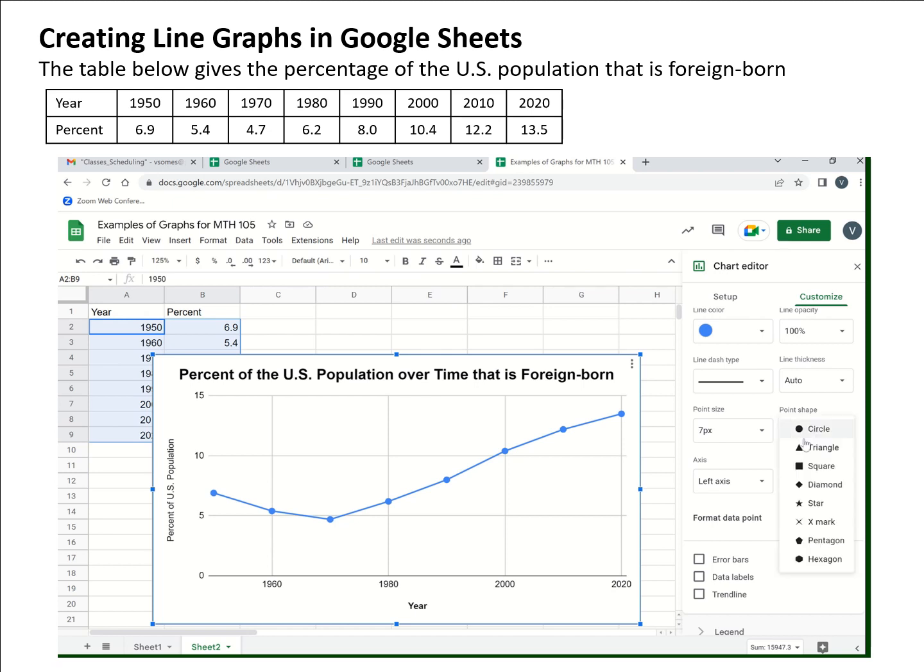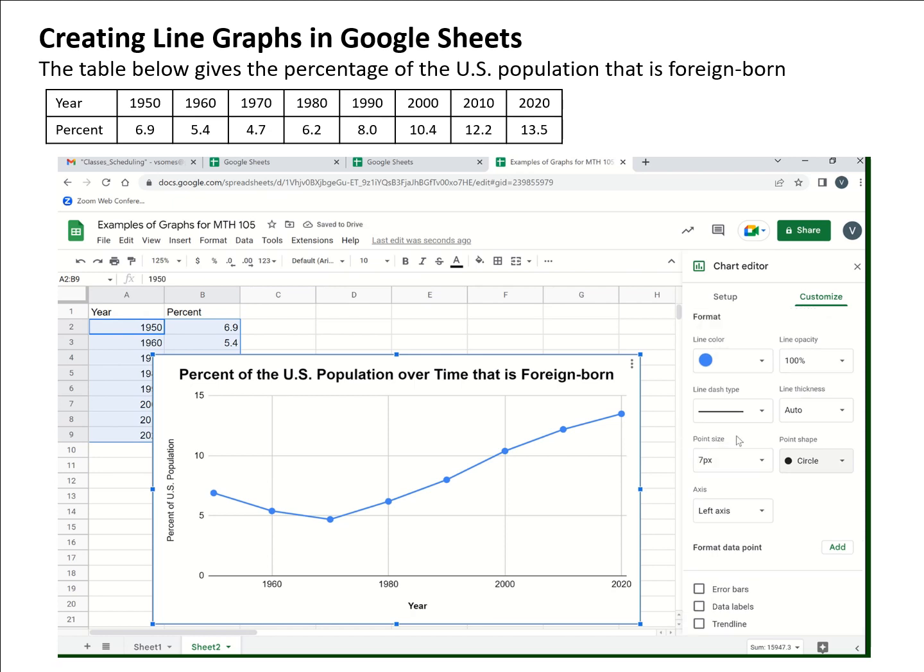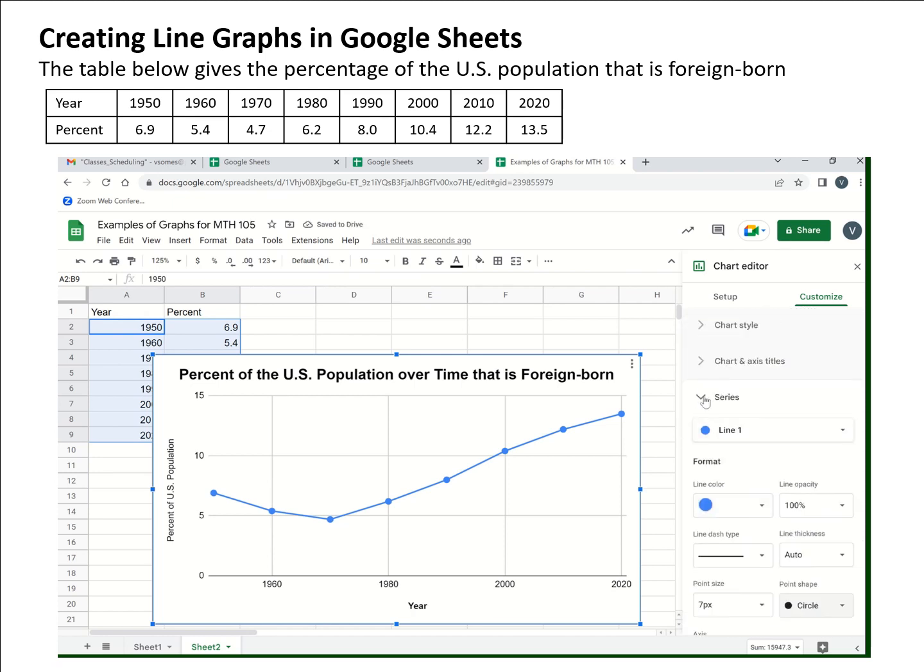Now it does give you an option. You could have that as a triangle or a square or a star. So different people like to do different things. I think the circle is classic. So under the series options, you can find a way to put those points back in.